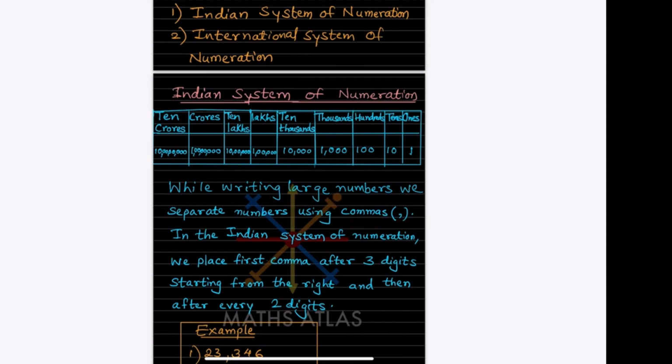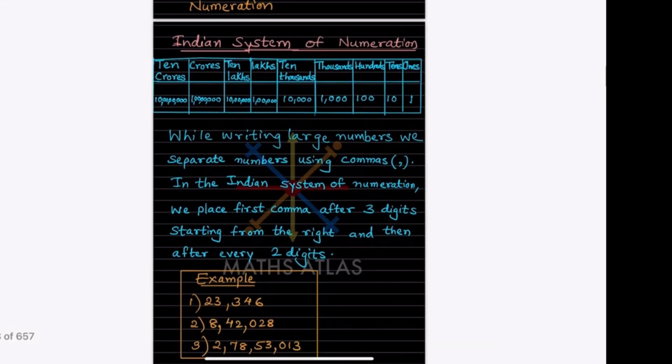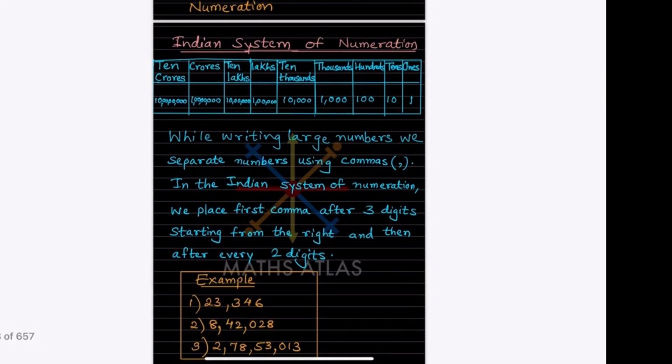The commas are important, so where to write the commas? One more thing here is that the numbers are written from right to left, and the commas should also be placed from right to left. The first comma is after 3 digits, and then after every 2 digits there will be a comma. First after 3, then after 2.